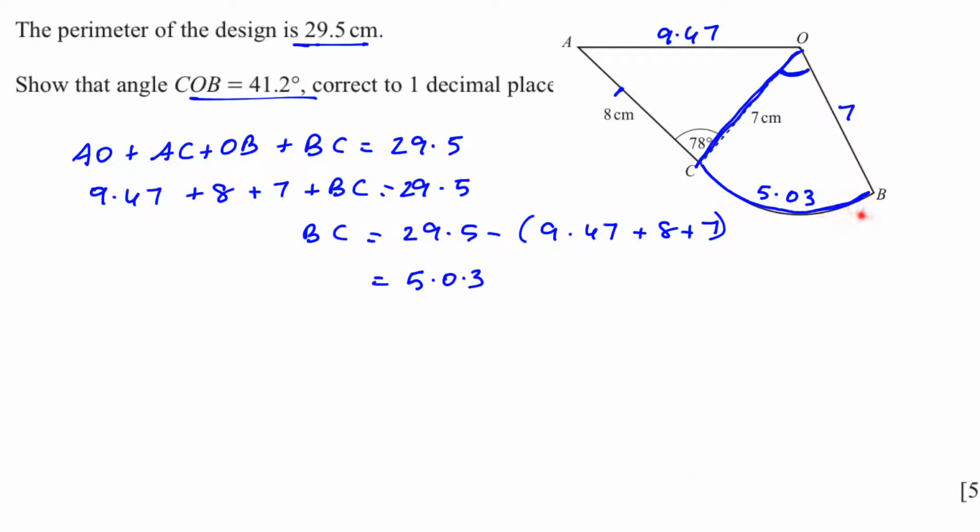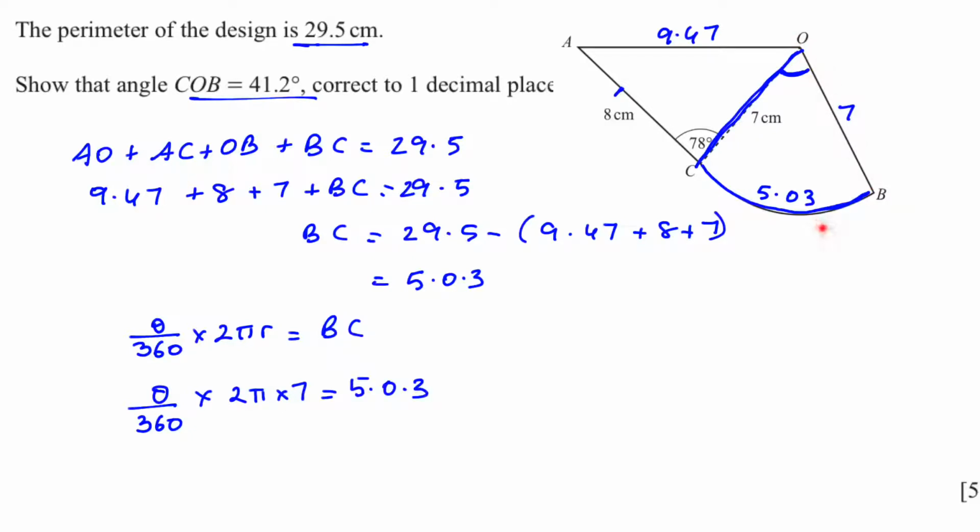In a sector, if we have to find the arc length, we use the formula theta over 360 multiplied by 2 pi r. This will give us the arc length. We already have our arc length, which is equal to BC. We need to find the theta. So in that case, we will make theta the subject. Before that, we'll replace everything that we have. So theta over 360 multiplied by 2 pi multiplied by 7, 7 is your radius, is equal to BC. BC is 5.03. Theta over 360 is equal to 5.03 divided by 2 pi multiplied by 7.